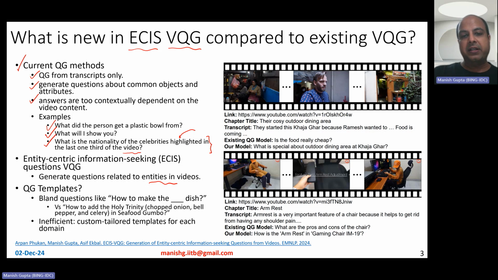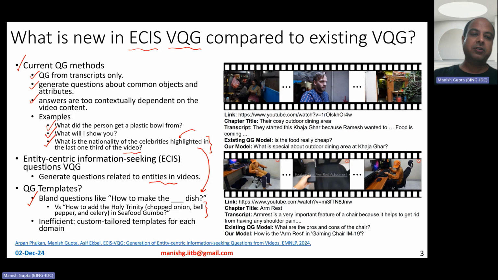Now, in this work, which I did here earlier, we were using templates to generate these kinds of questions. So question generation templates, as we would call them. Question generation templates are interesting, but they can lead to very bland questions. For example, they can lead to questions like how to make some dish. But how about coming up with very interesting questions like this? How to add the holy trinity, chopped onion, bell pepper, and celery in seafood combo? It's very complicated to generate creative questions like this if you're just using templates.